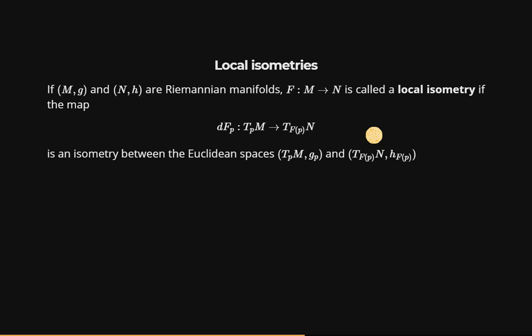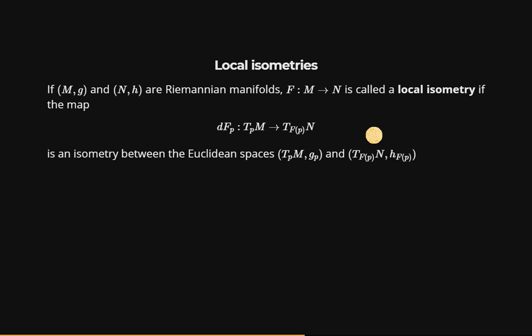a smooth function from M to N is called a local isometry if the map given by the differential, so the differential of f at P from the tangent space at P of M to the tangent space at f of P of N, is an isometry between Euclidean spaces. So T_P M has a scalar product G_P, T_f(P) N has a scalar product H_P, and you want that df at P is an isometry. So it sends an orthonormal basis to an orthonormal basis.